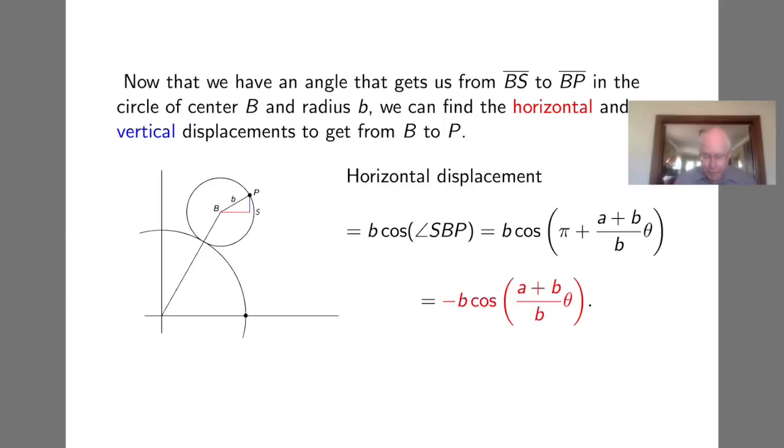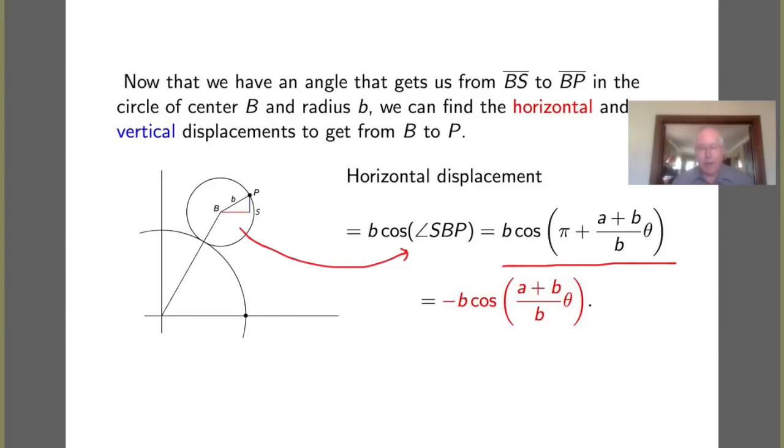That angle was SBP. So that gives us this expression, the horizontal displacement, which is in red, given by BP times the angle. The angle was given by pi plus A plus B over B times theta. An easy trigonometric identity is that if you add pi to an angle, you just negate the trig function. This is because you're going halfway around the circle. So this all settles down to minus B cosine of A plus B over B theta.